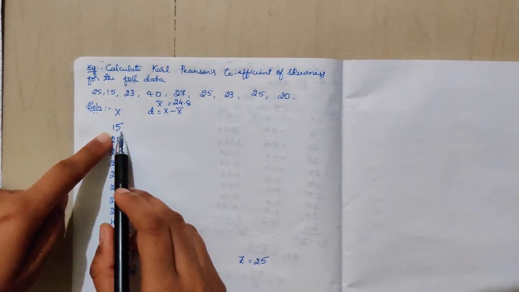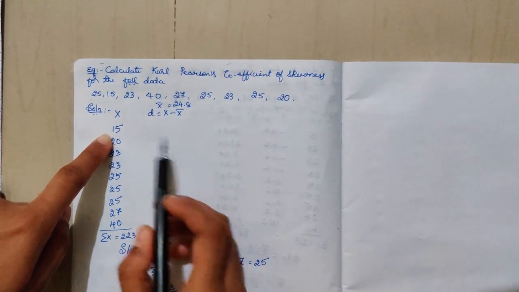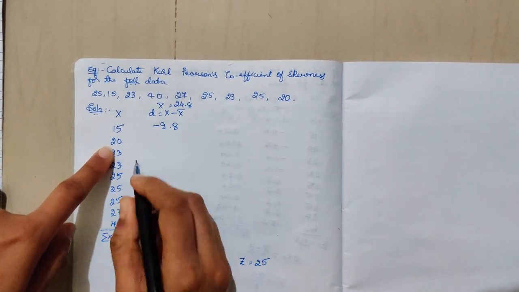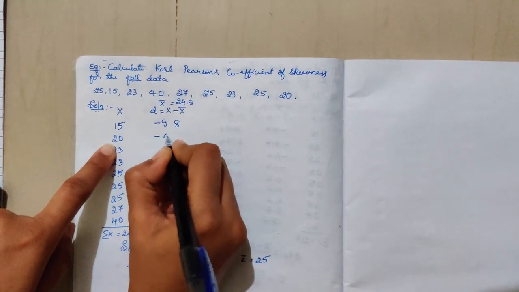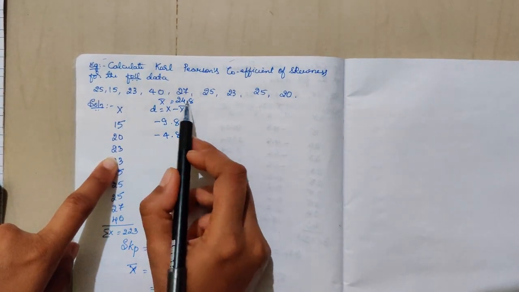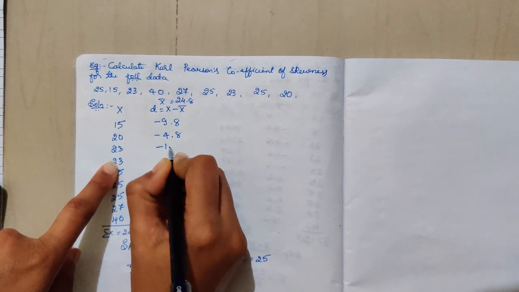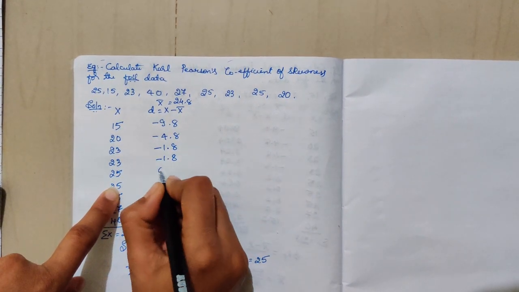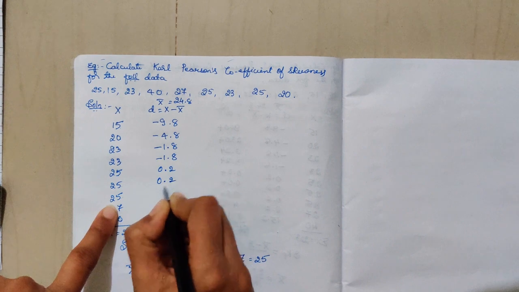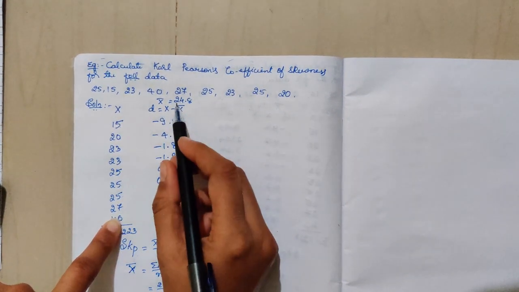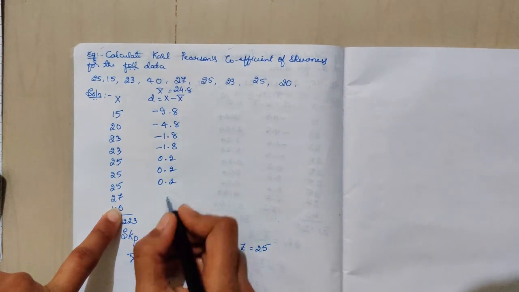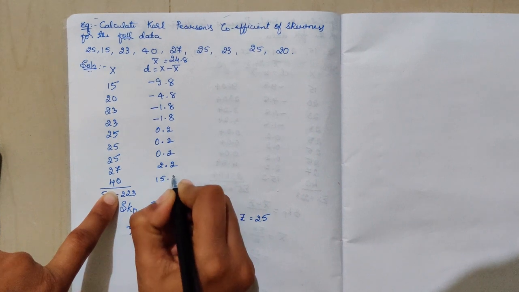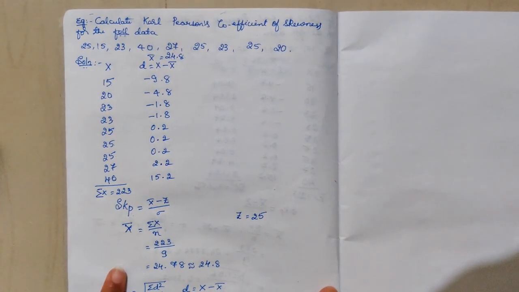For the individual x values we have to find the deviation, that is 15 minus 24.8 is minus 9.8, 20 minus 24.8 is minus 4.8, 23 minus 24.8 is minus 1.8, minus 1.8, 25 minus 24.8 is 0.2, 0.2 and 0.2. 27 minus 24.8 is 2.2. 40 minus 24.8 is 15.2. So we have calculated the d values.